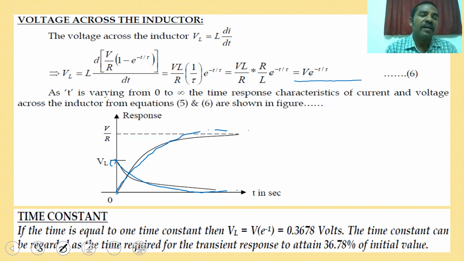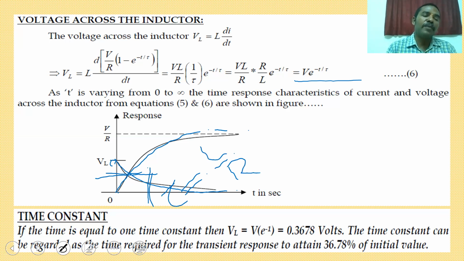Now for one time constant, what is the time constant of an RL circuit? The time constant can be defined as the time required for the transient response to attain 36.78% of its initial value. So from the value of VL, it reaches 36.78%. Under that condition, this is your tau value. So the tau value is L by R. Do you understand this?